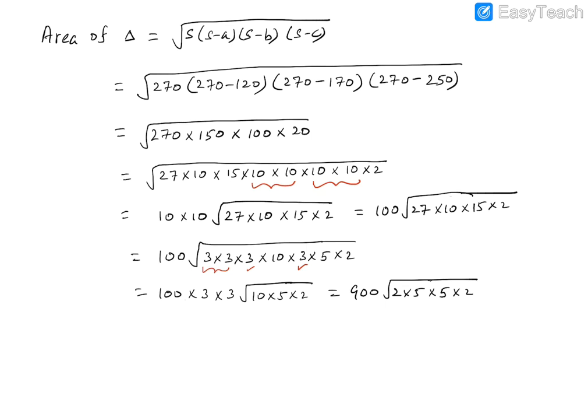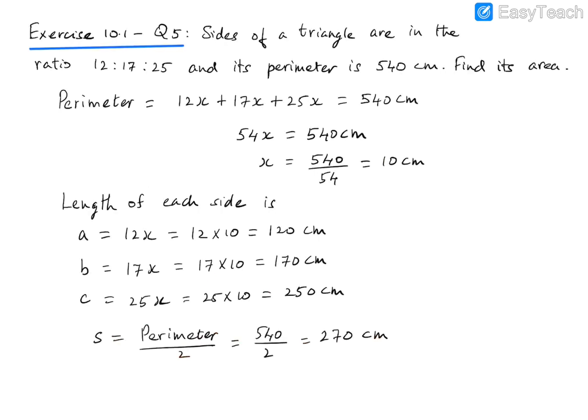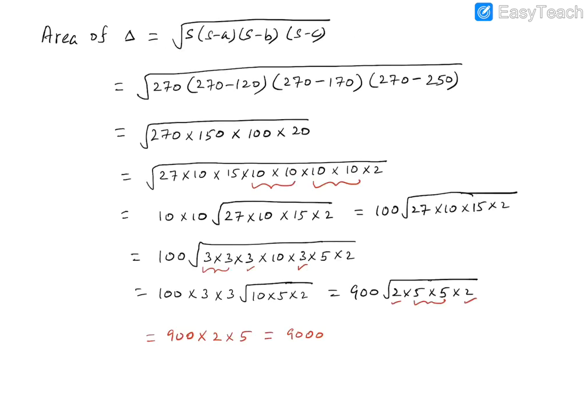So now we see that there are a pair of 2s and a pair of 5s. So we have 2 5s and 2 2s. So we can take them outside the root as only one time. So that will give us 900 into 2 into 5. So 900 into 2 into 5 is 1800 into 5, and that should be 9000, I believe. Okay, so that works out to 9000. What is the unit? The unit is given in centimeters, so the area will be in centimeter square.